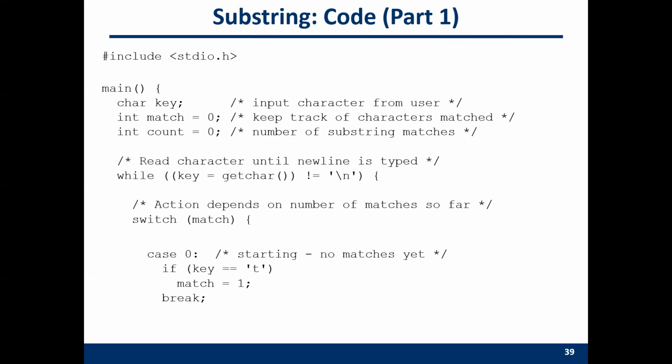So in this code, we have a char. Char is a variable used to store the data typed by the user. The match means how many chars matched until now. Counter means the number of strings matched. So we will constantly receive characters typed by the user from the keyboard until the user inputs the end. And then we will do a switch on the match.